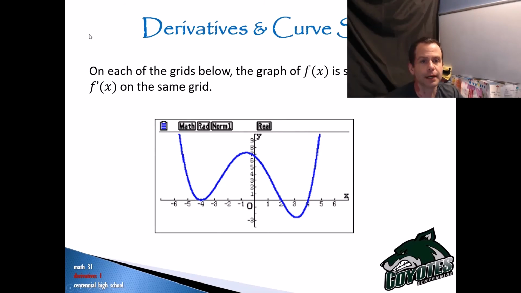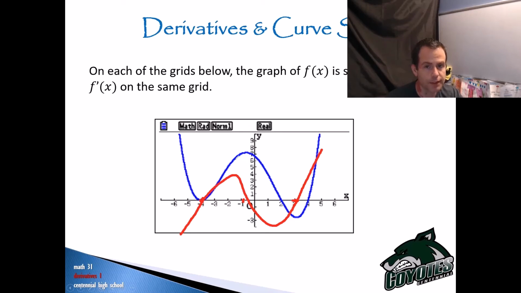I know that I'm going to have a 0 here, and a 0 here, and a 0 here. I'm decreasing here, so I need to be negative. So it should look something like this. Okay, take a look. I'm decreasing, so I'm negative.